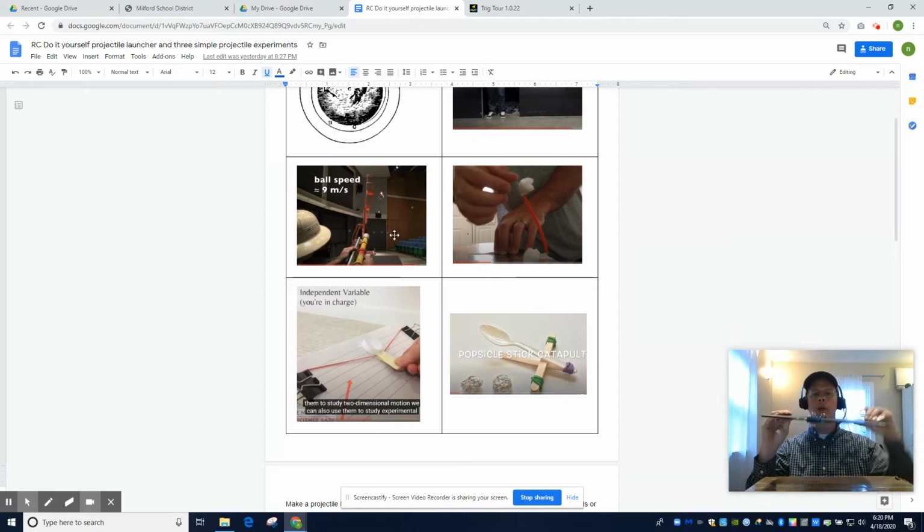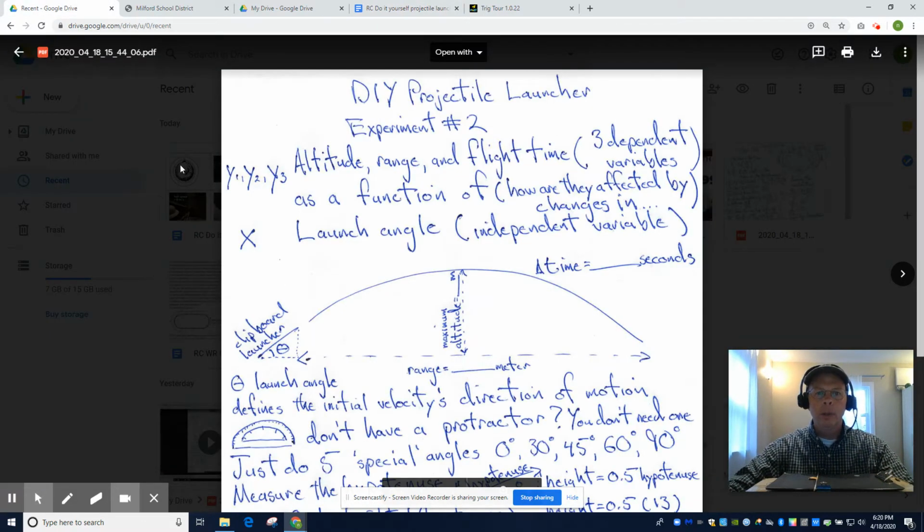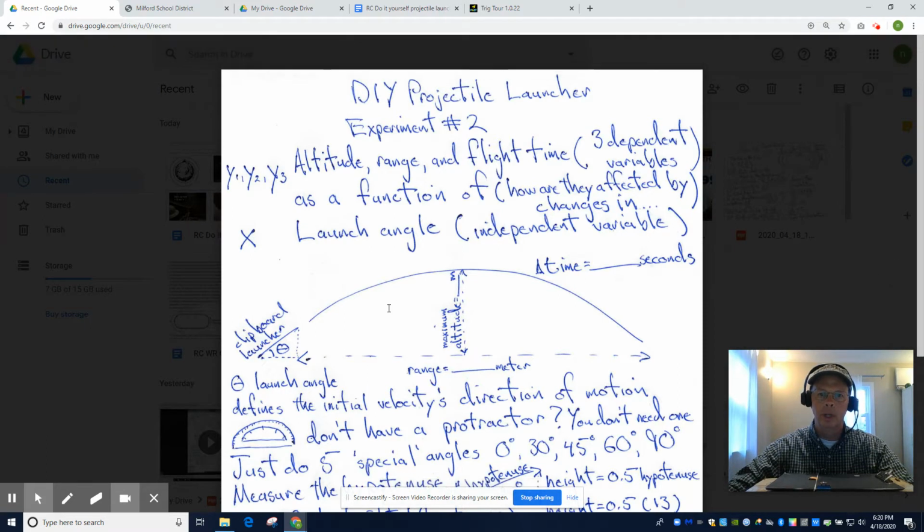For the first experiment, we were shooting horizontally. Now we're going to shoot diagonally. So what are we going to mess with? Well, we're going to mess with the launch angle. So we're going to change the steepness. We're going to go from very shallow launch angles to very steep launch angles.